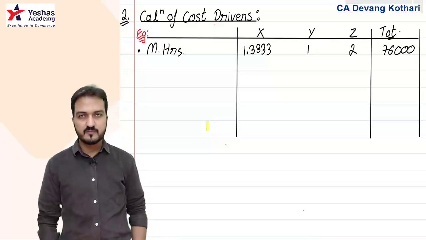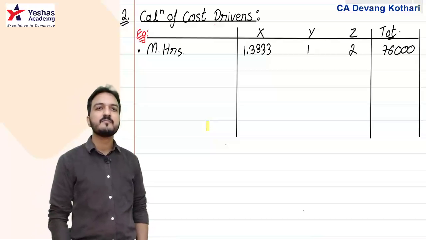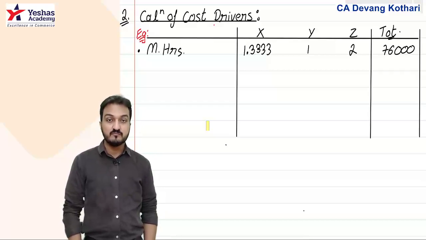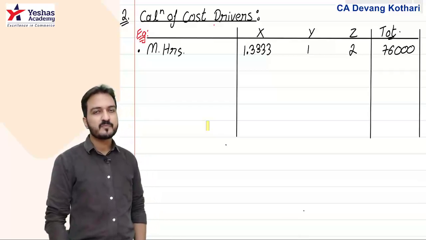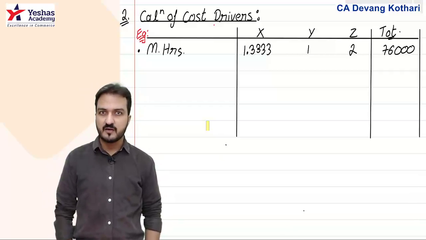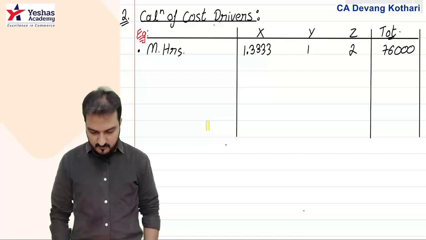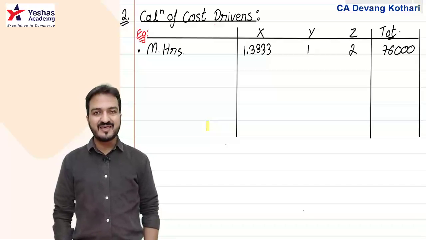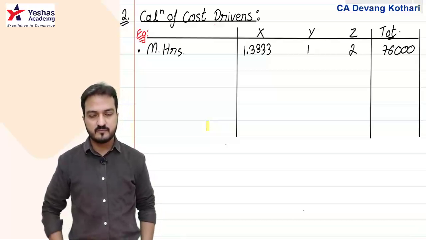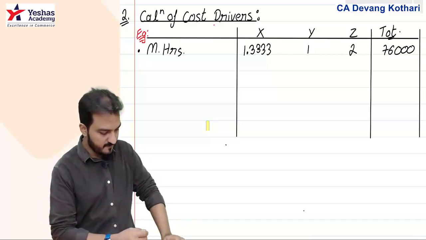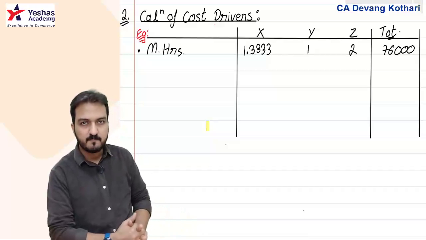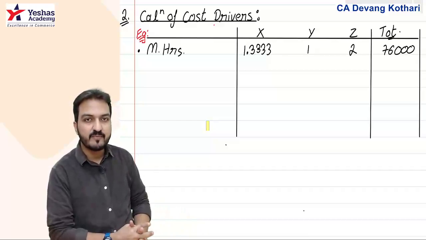Next point, same note number 2. If the total cost driver is missing in the question, then it can be calculated by taking the summation of product wise cost driver.